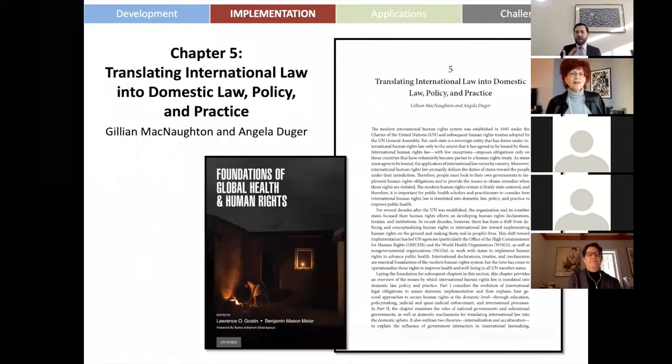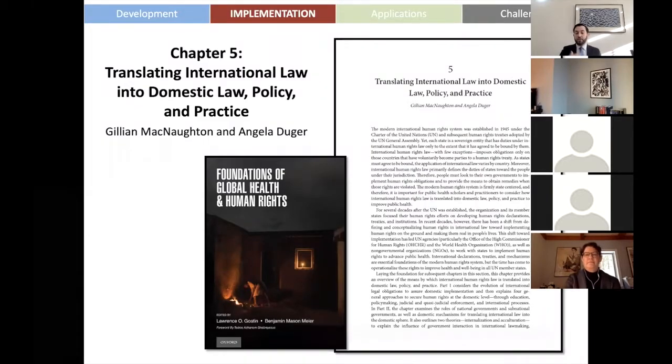Shifting now from the development of human rights to the implementation of those rights to advance health. Section 2 surveys mechanisms for implementing human rights in national efforts and facilitating accountability for health and human rights. We begin in Chapter 5 by discussing the importance of translating international law into domestic policy, and welcome Gillian MacNaughton to introduce you to this implementation process.